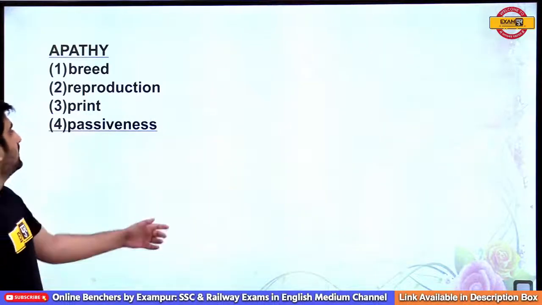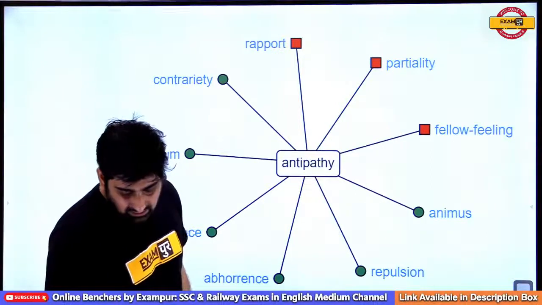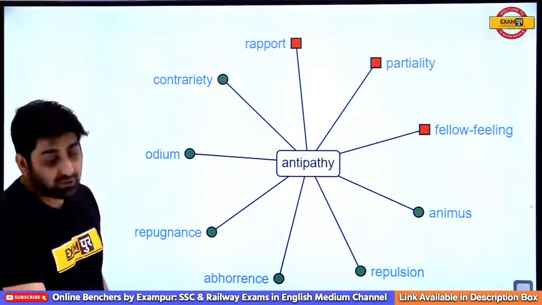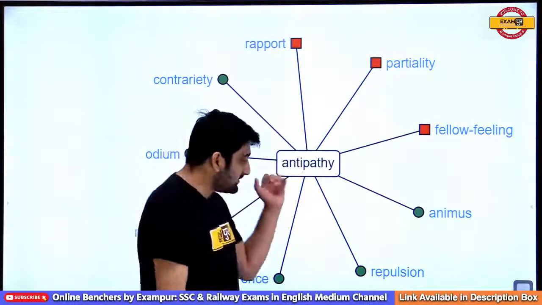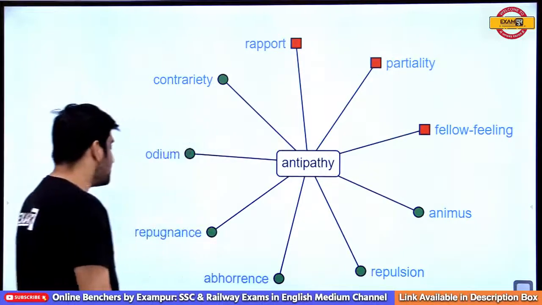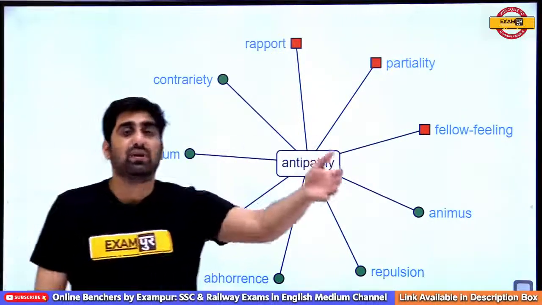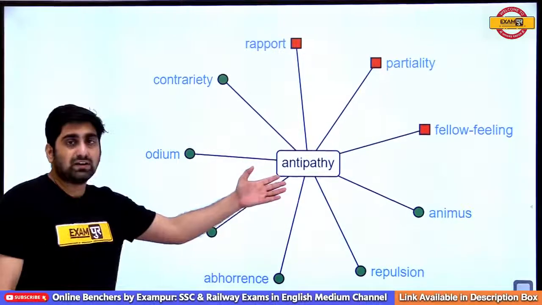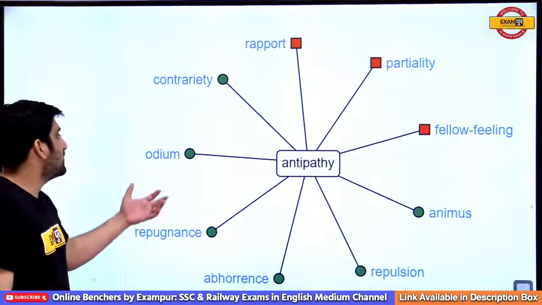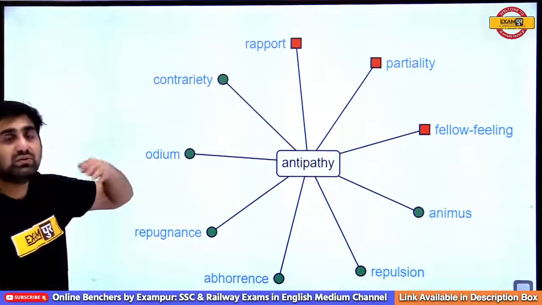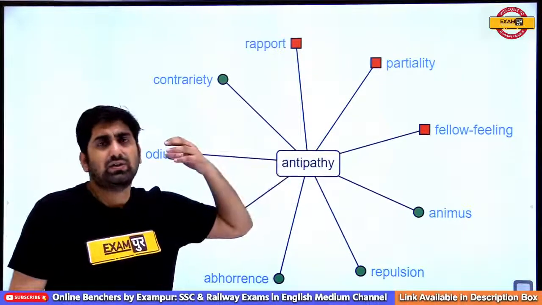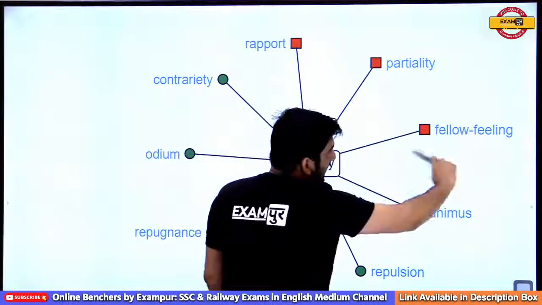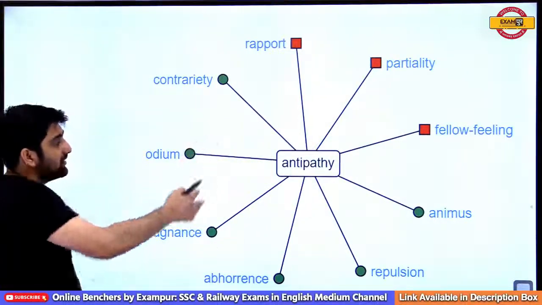Okay, let us have the next word. The next word is antipathy. Anti means opposite. Pathy means feeling. So antipathy basically means repulsion. What do you mean by repulsion? Repulsion means abhorrence. When you abhor somebody, when you hate somebody, when you dislike somebody, you call it abhorrence, and that is antipathy. It means repugnance, odium, contrariety, when you have an opposite feeling, a contrary feeling, when you are in jealousy or in hatred, you call it antipathy. So rapport, partiality, fellow feeling, friendly feeling is what? I guess opposite or the same.